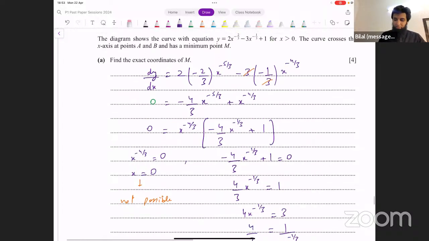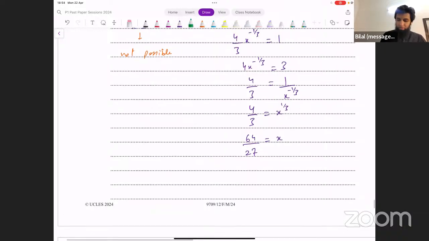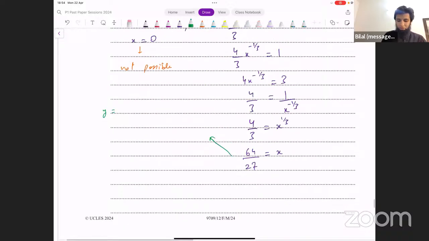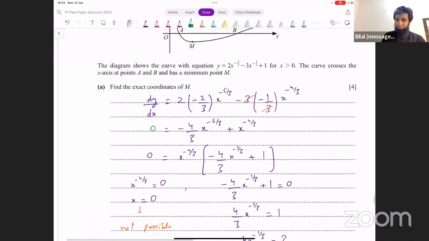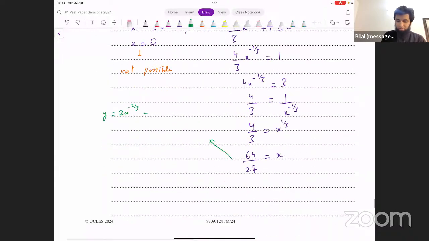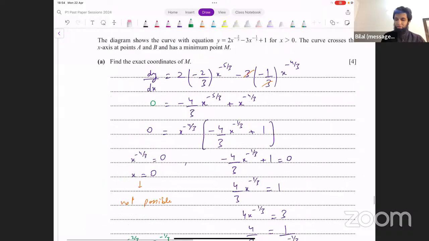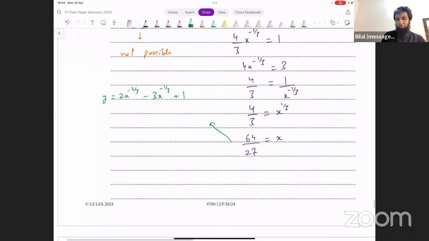Okay, let's try that now. Let's put this back here and you would get y equal to 2x raised to the power minus 2 over 3 plus, minus 3x raised to the power minus 1 over 3 plus 1. Okay, now let's input that value of x. In fact, before that, if you want, you can.